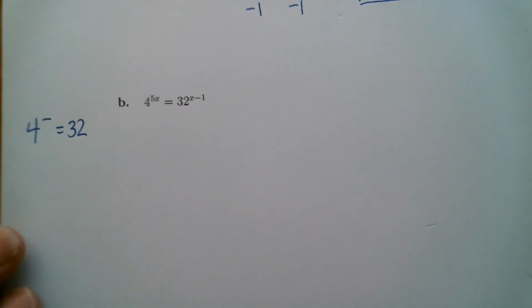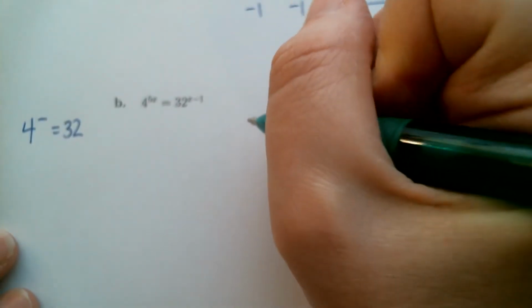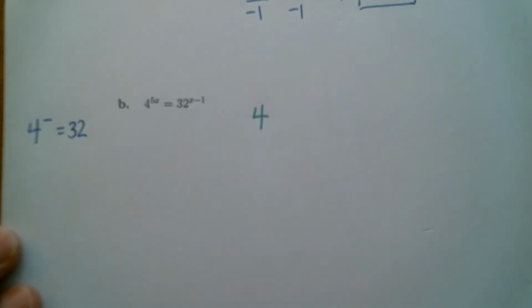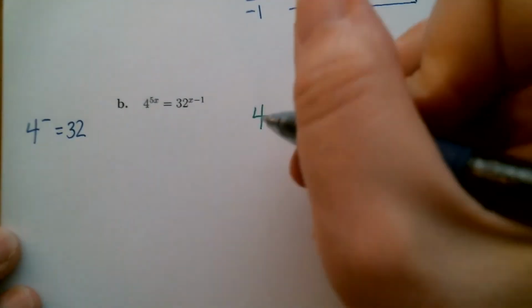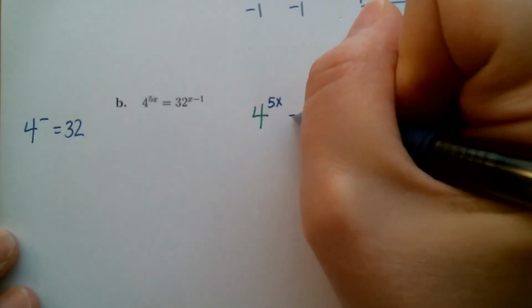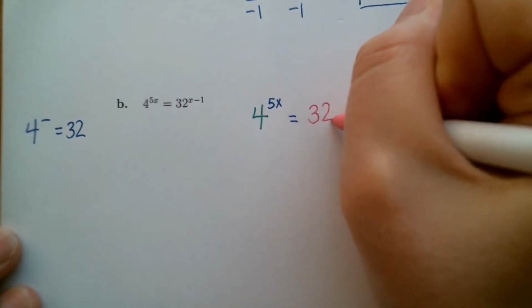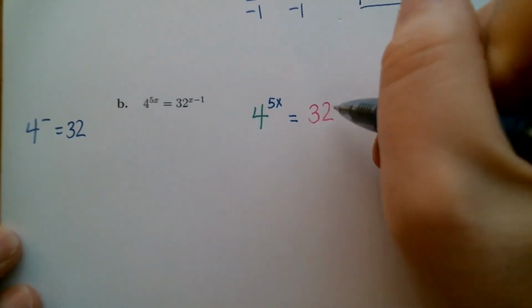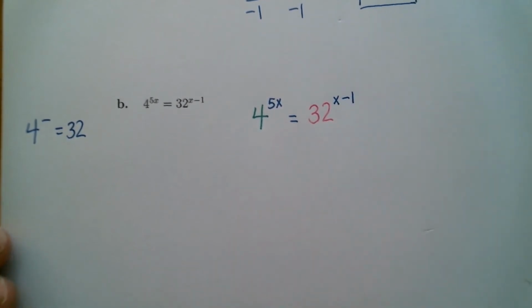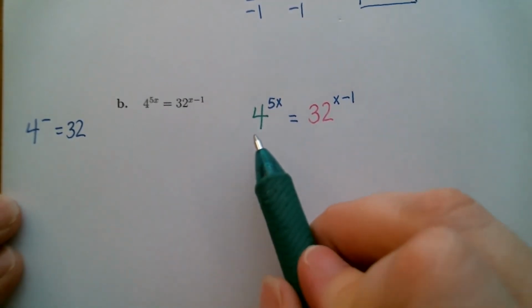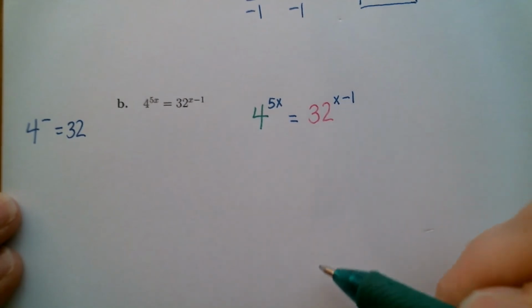All right, let's rewrite the equation to start off with. I'm going to put 4 in green because we're going to have to change that base. It is currently raised to the 5x power. And that is equal to 32, which I'll put in pink. That is currently raised to the x minus 1 power. Because we cannot write 32 as a power of 4, we have to change both of the bases. Like I said, both 4 and 32 can be written as powers of 2. All right, so let's work on the left side, and then we'll come back and work on the right side.